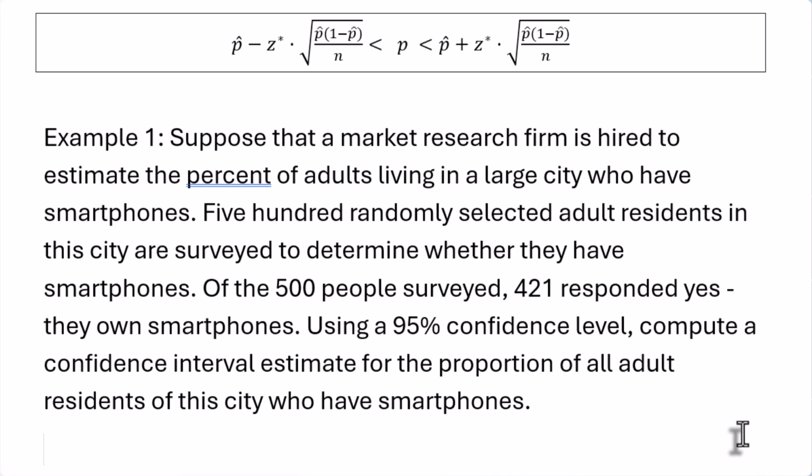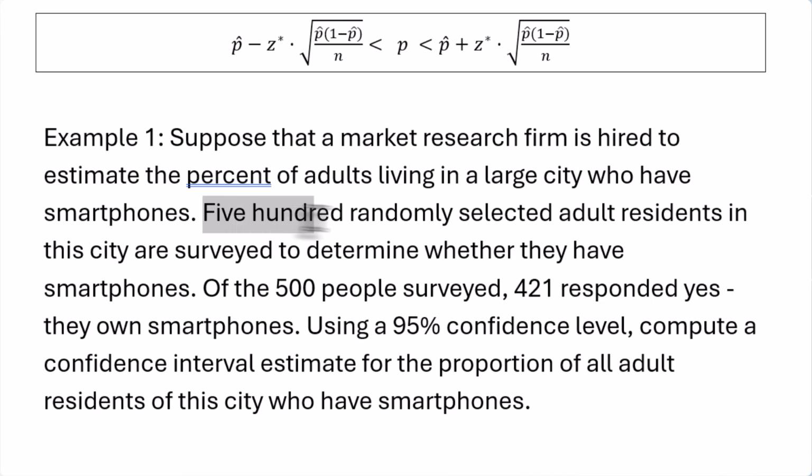I'm going to look at this example here. Suppose that a market research firm is hired to estimate the percent of adults living in a large city who have smartphones. So this is kind of the population that we're looking at, adults living in a large city. We're trying to estimate a percentage, which is a proportion, and the proportion of these adults who have smartphones.